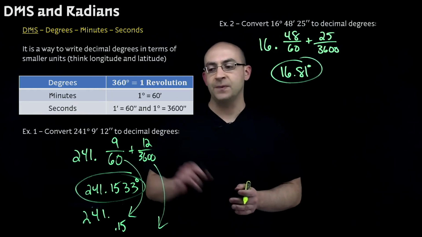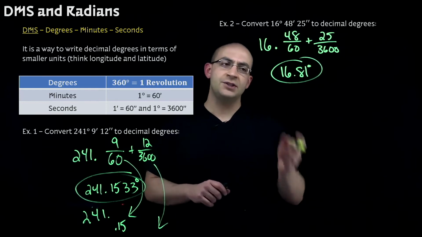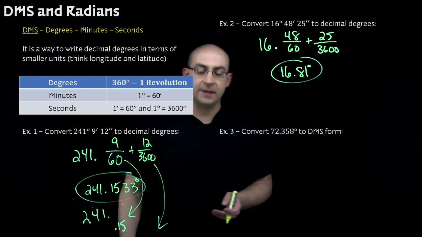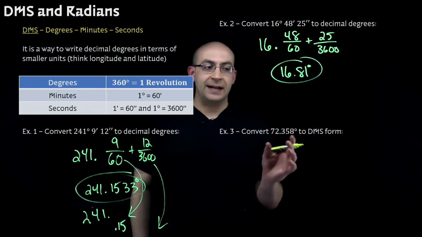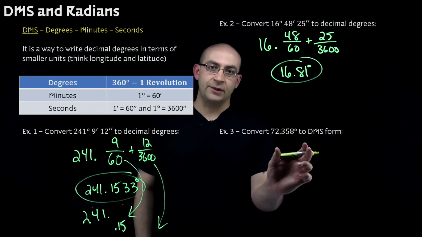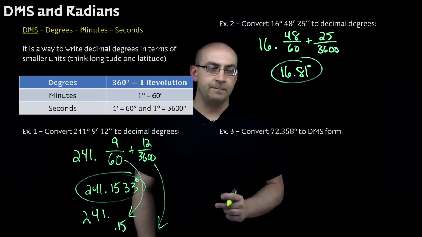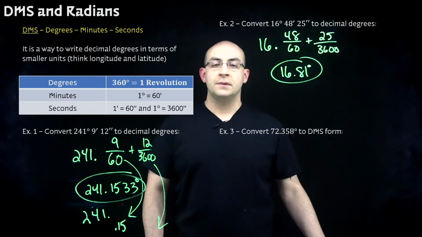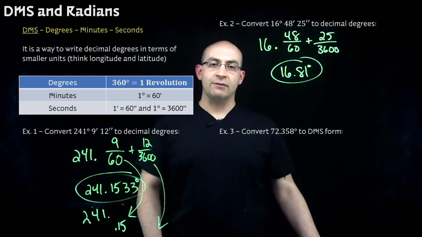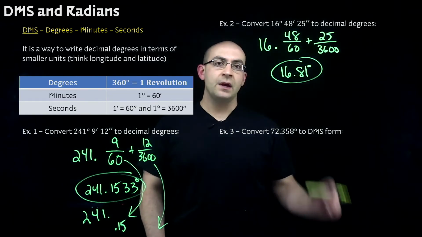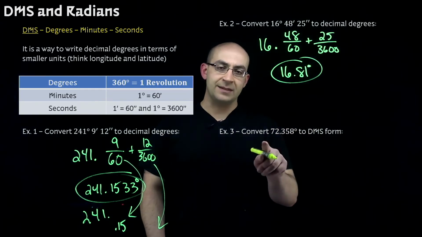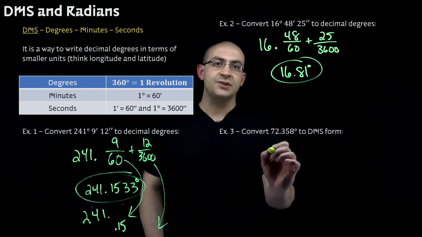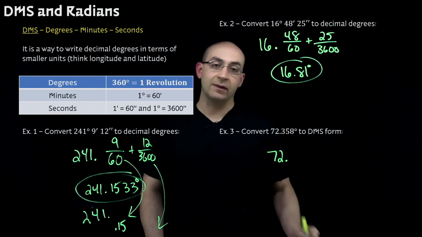To go from DMS to degrees, well, let's just go from straight degrees back to DMS. Here, in example 3, I want to convert, again, a decimal value to DMS form. So how do we do that? Let's try it. Like the other way around, we're just reversing the process. Remember that the number in front of the decimal place is going to stay valid no matter what. So I'm going to have a 72 as part of my answer regardless of what happens.